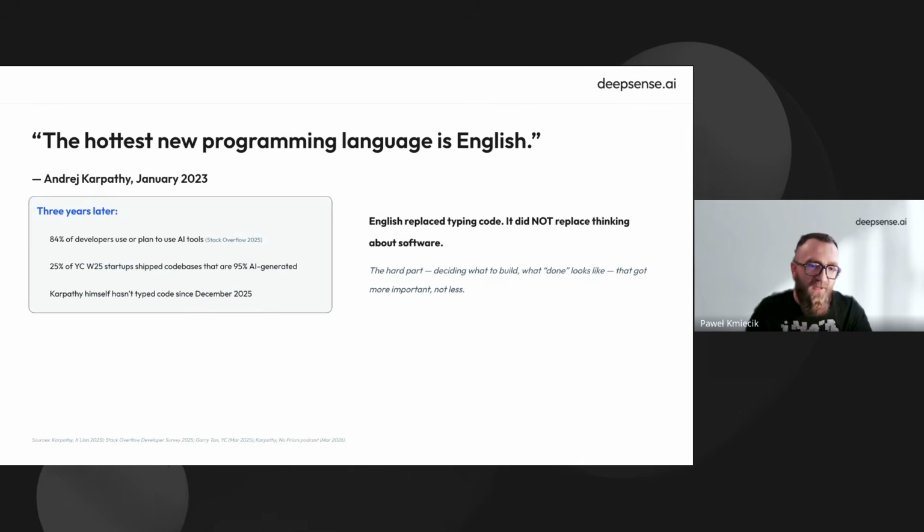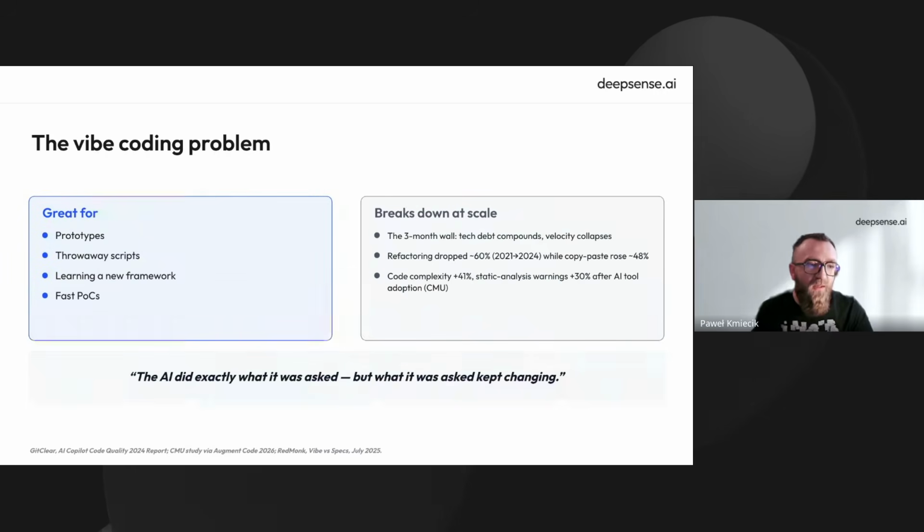So it looks like English is now the most commonly used language while programming, but we shouldn't forget that it's not replacing software development. The hard part, like deciding what to build, what done looks like, is still there and will be for the next decades, I think.